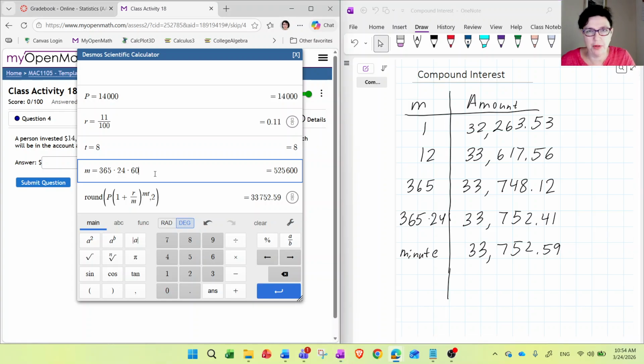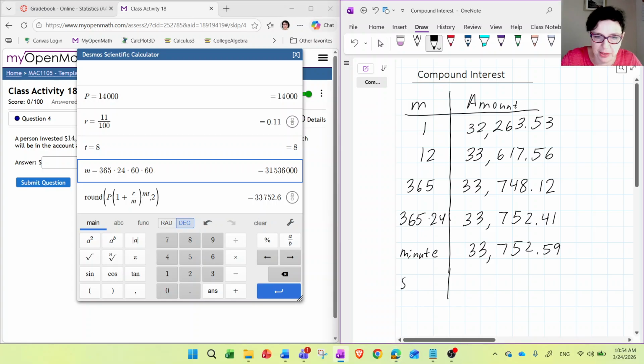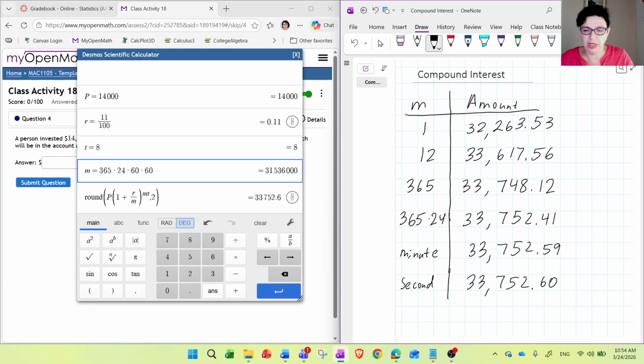Well, what if it's not every minute? What if it's every second? So we're going to multiply this another time by 60. Now second, so it's 33,752.60. You see that there's only 1 cent difference. What if it's milliseconds? So we're going to multiply again by 60. You can see basically it's 59, 60. It's just because of rounding, it switches a little bit. But basically the idea is that the more times you compound, the amount at some point is just going to stabilize and not going to change much.